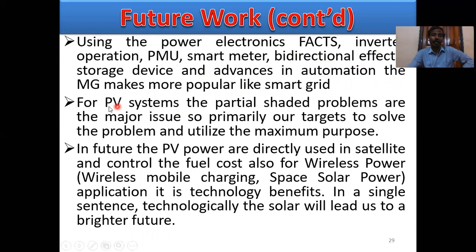For PV systems, the partial shading problem is the major issue. So primarily our target is to solve the problem and utilize the maximum power. In future, PV power will be directly used for stability and control, reducing fuel cost, and also for wireless power, wireless mobile charging, and space solar power applications. These are technology benefits. In a single sentence, technologically, solar will lead us to a brighter future.